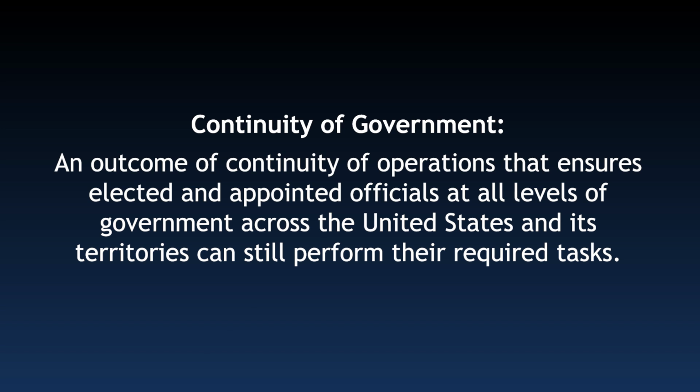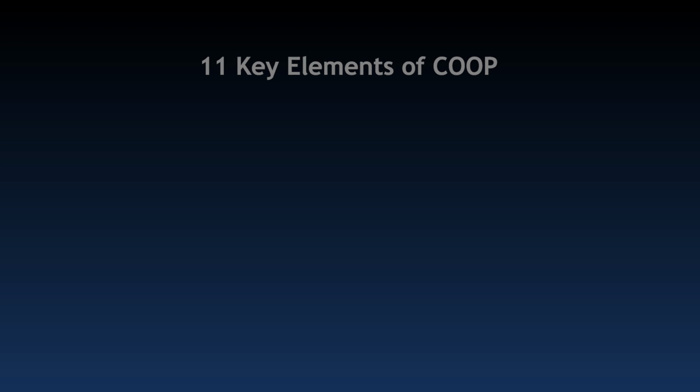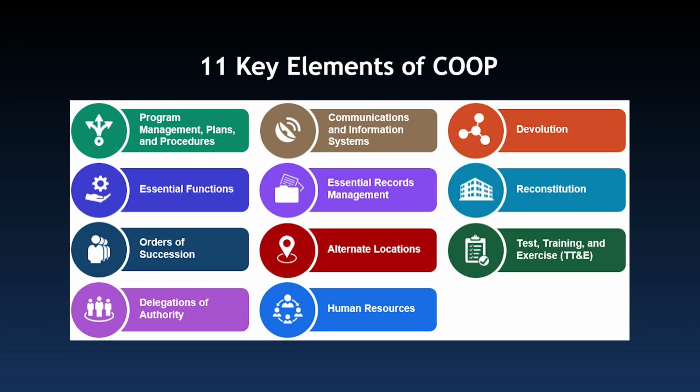Next is continuity of government, which is an outcome of continuity of operations and ensures that elected and appointed officials at all levels of government across the United States and its territories can still perform their required tasks. Finally, there is continuity of operations, which is truly where the 11 key elements come into play as they collectively form the core of the planning and operational process.